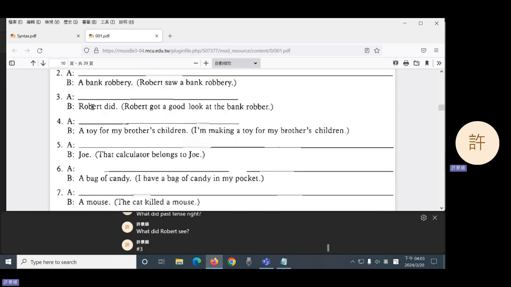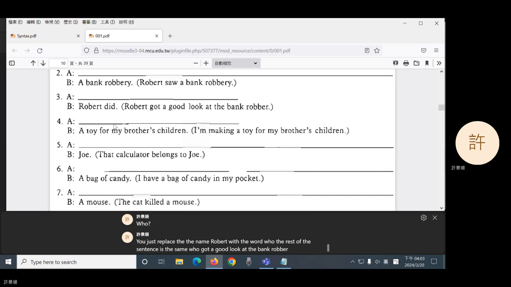Number three, Robert did, so it's asking who. Subject position, you don't need a do verb. Who, you just replace the name Robert with the word who. The rest of the sentence is the same. Who got a good look at the bank robber?